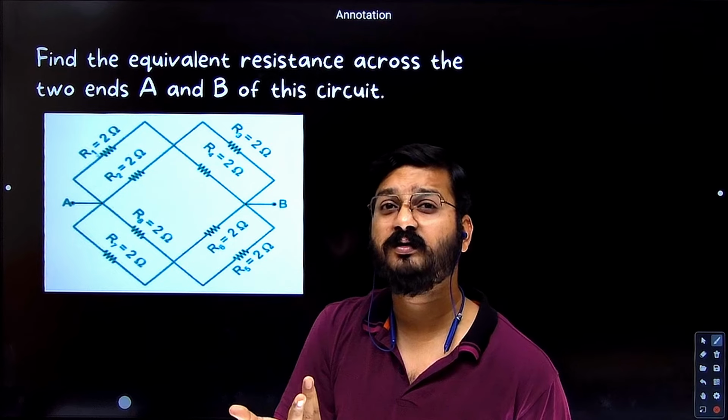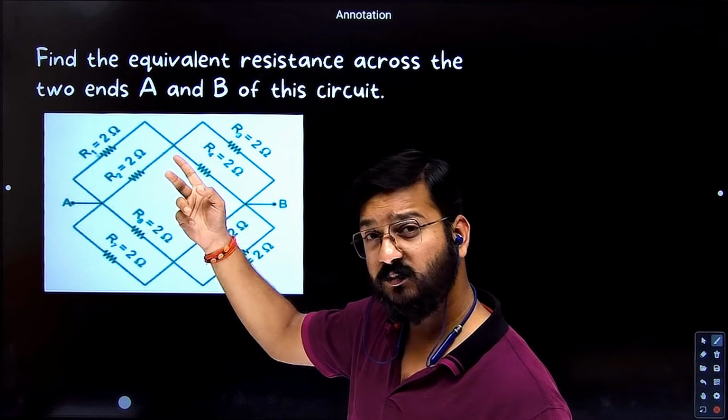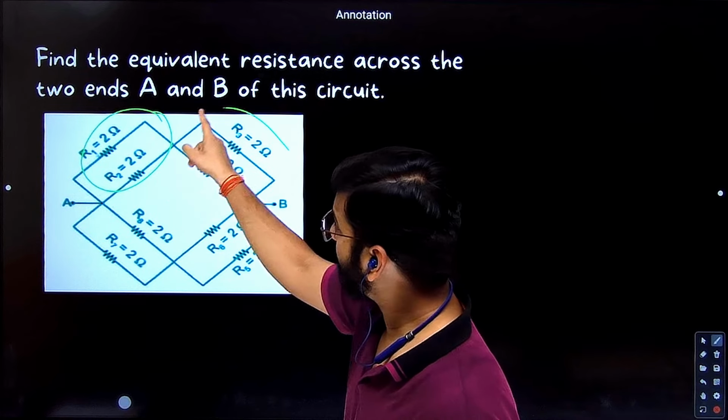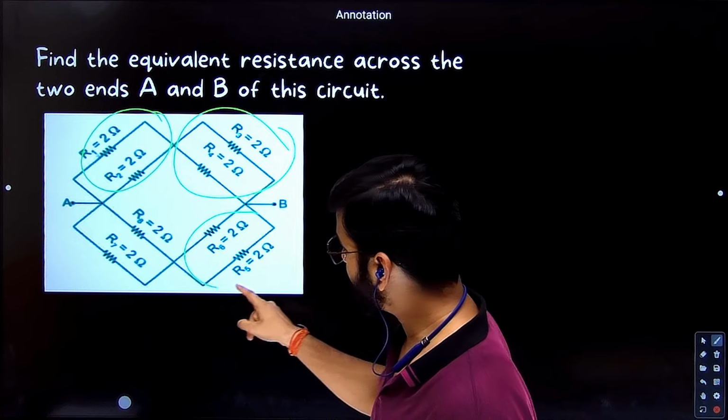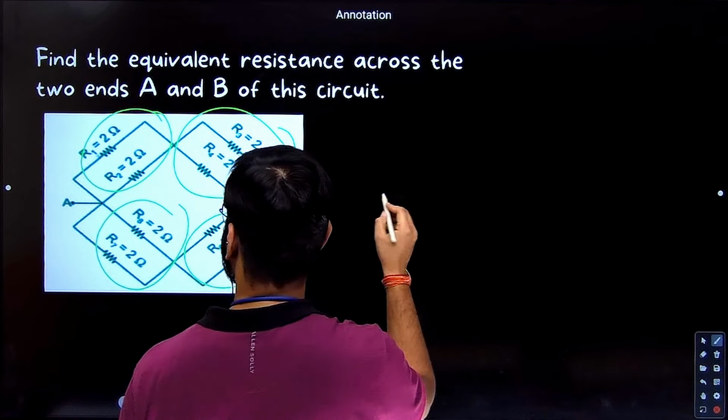You can use other formula also. R1 R2 by R1 plus R2. So 2 into 2 4 divided by 2 plus 2 4. 4 by 4 1. So this will be 1. This will be also 1. This will be 1 and this will be 1. Correct? Let's draw the circuit.